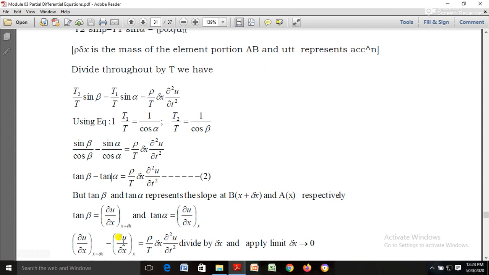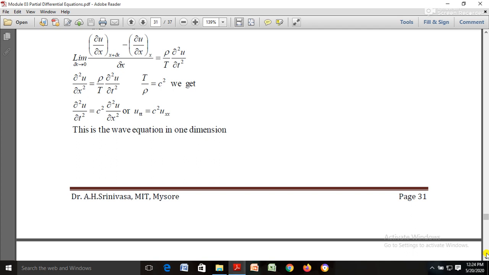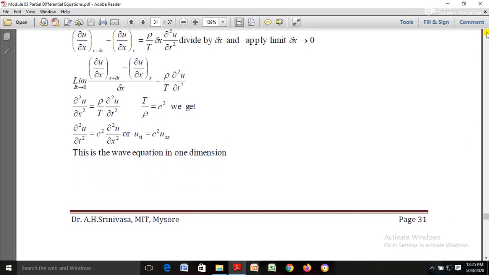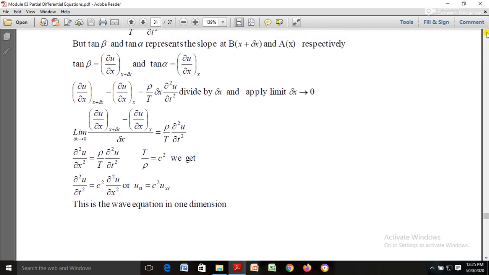So dou u by dou x at x plus delta x minus dou u by dou x at x is equal to rho by T delta x dou square u by dou t square. Now divide by delta x.